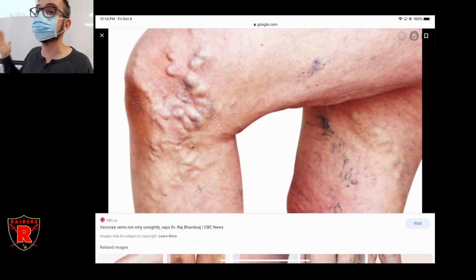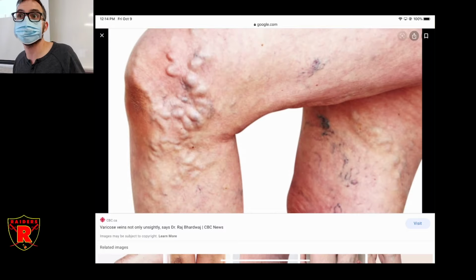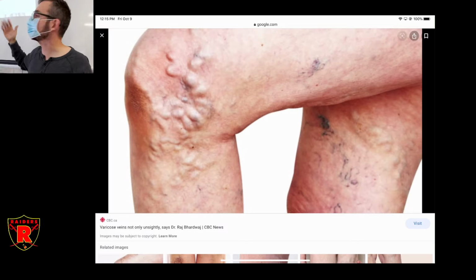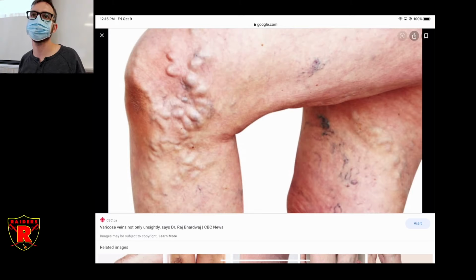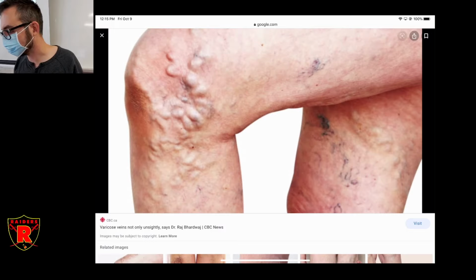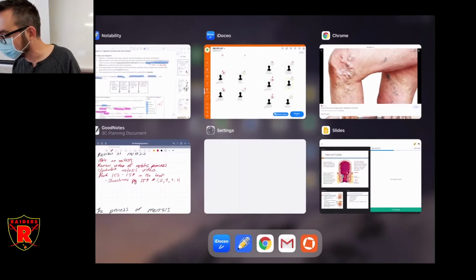So these are distended blood vessels. They're blood vessels that are experiencing a little bit of backflow and poking through the skin. That's a hemorrhoid. The hemorrhoid is exactly the same thing, except it's the blood vessels around the anus. So it is exactly the same process as this, just happening around the anus.